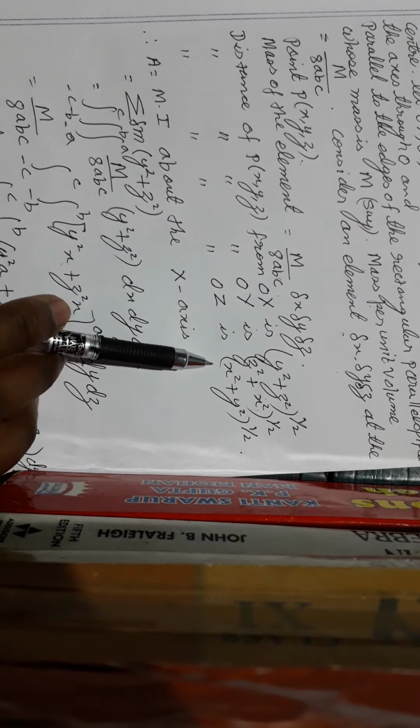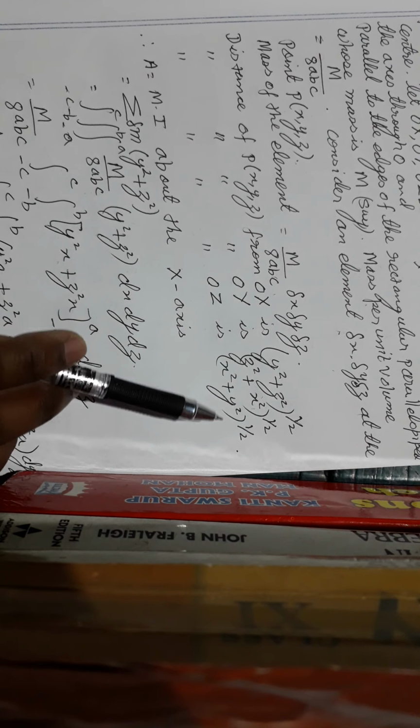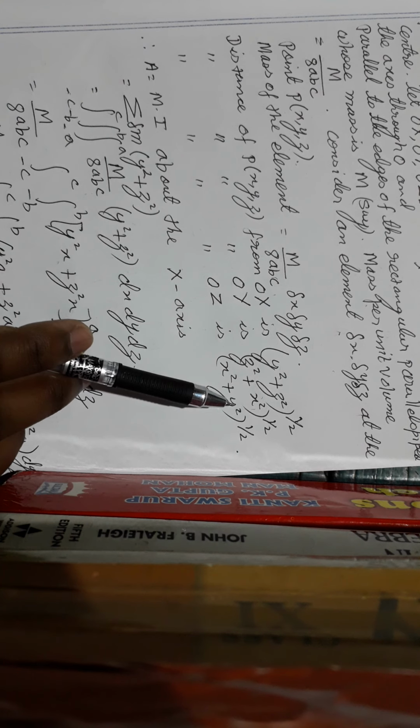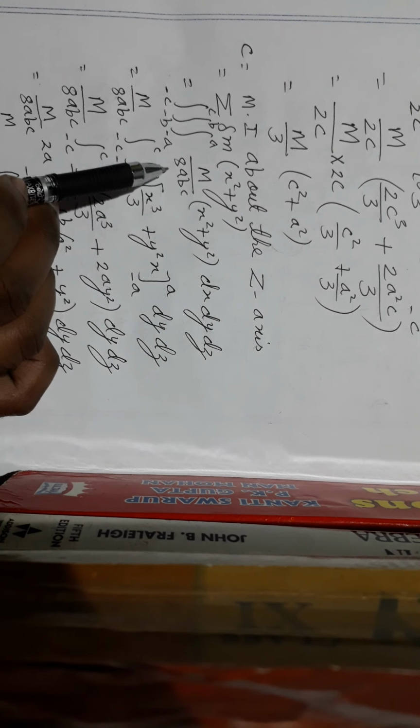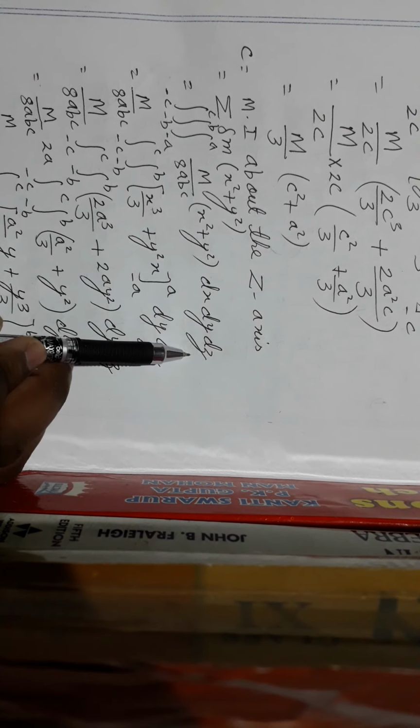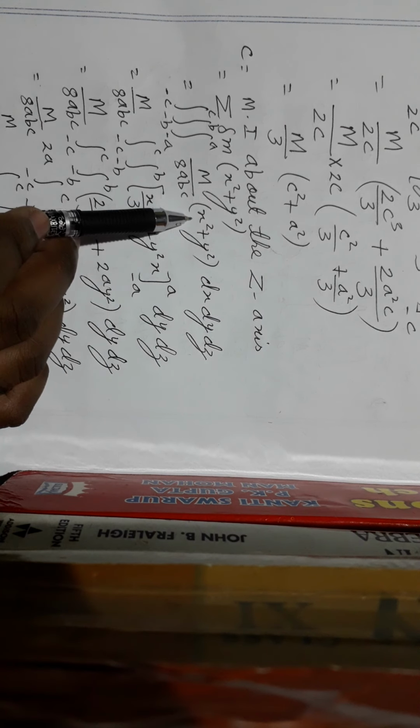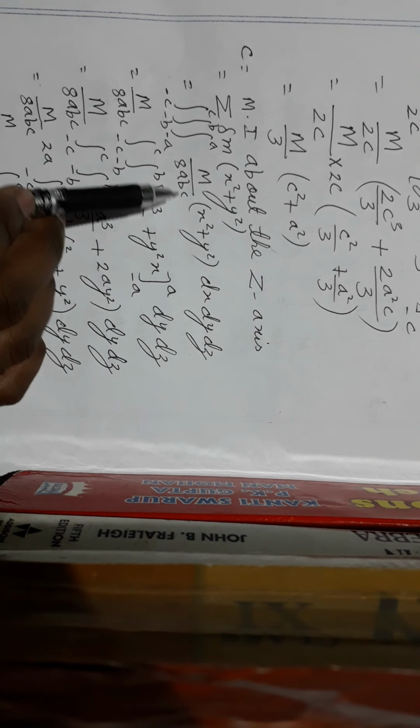We have also seen that the distance of P from the OZ axis is the square root of x squared plus y squared. If I square this, we get x squared plus y squared. We know that moment of inertia is mass into the square of the perpendicular distance. Here the mass is m by 8abc dx dy dz, and the distance squared is x squared plus y squared. M by 8abc is a constant.